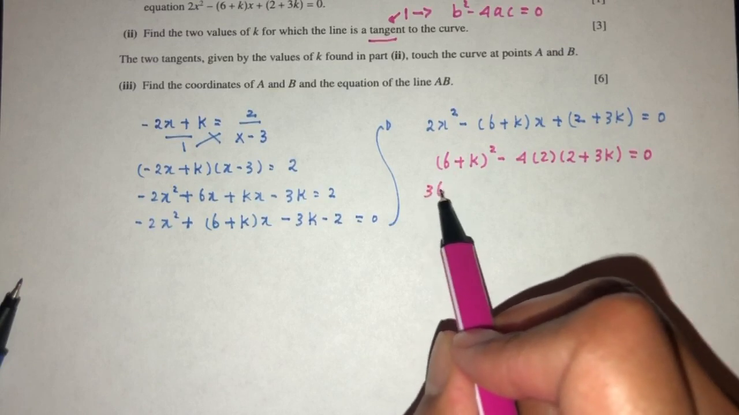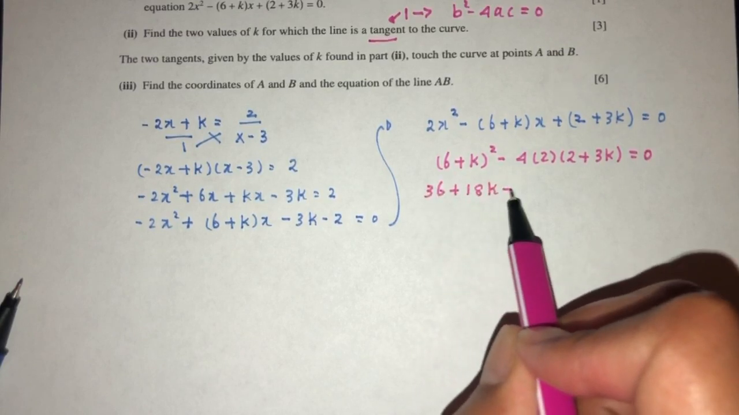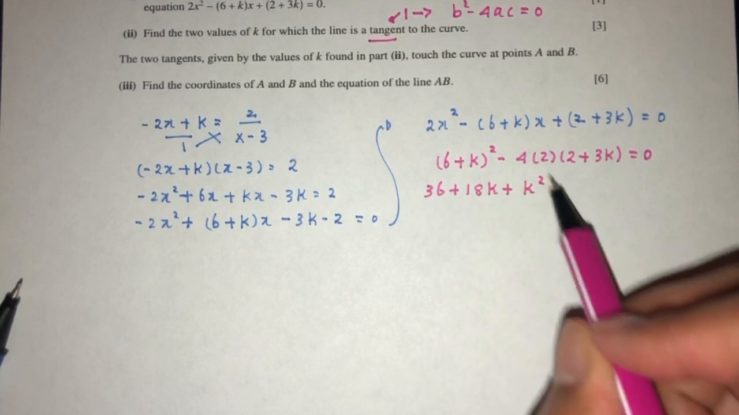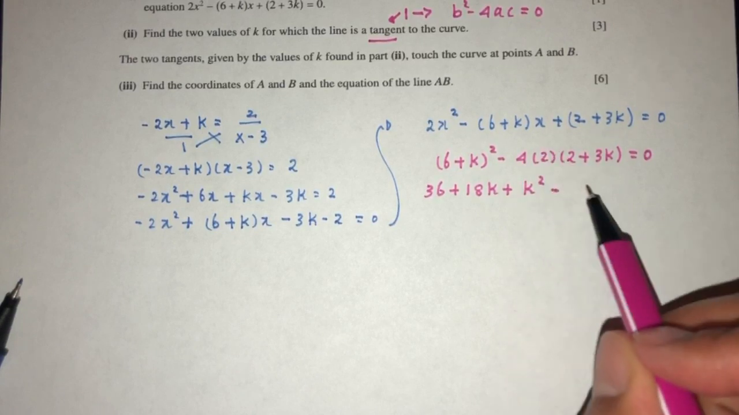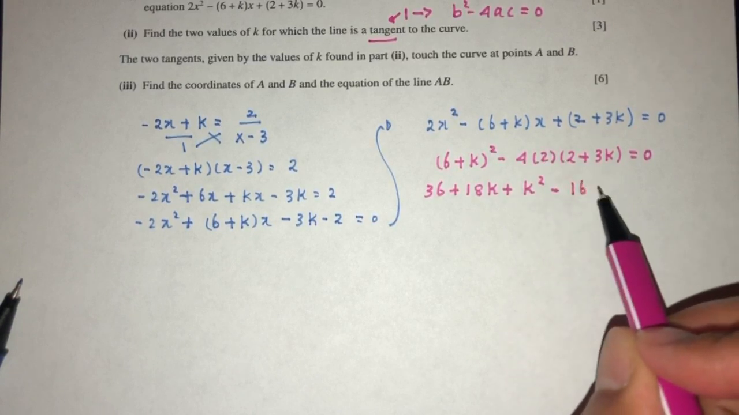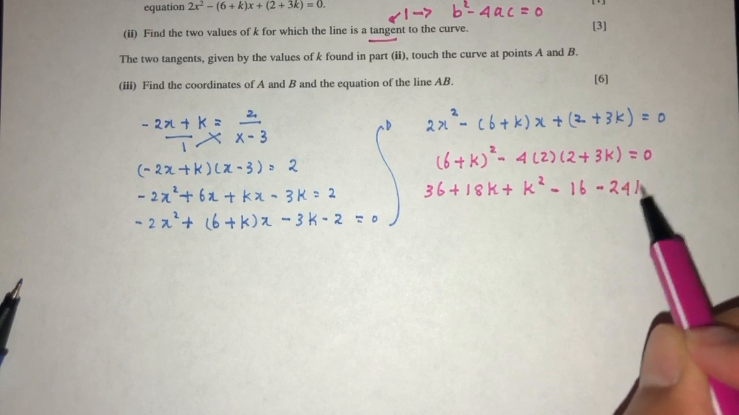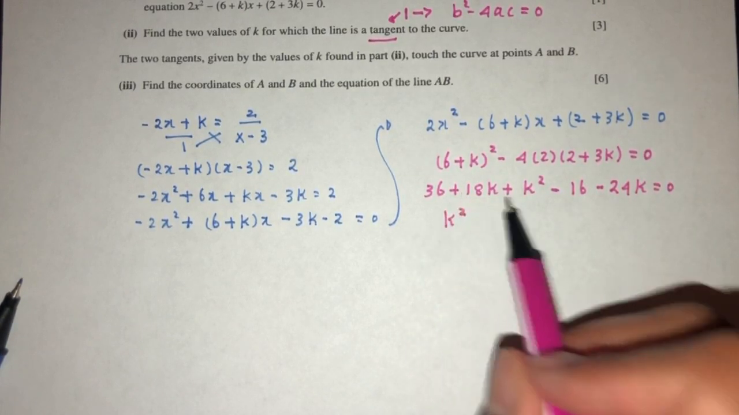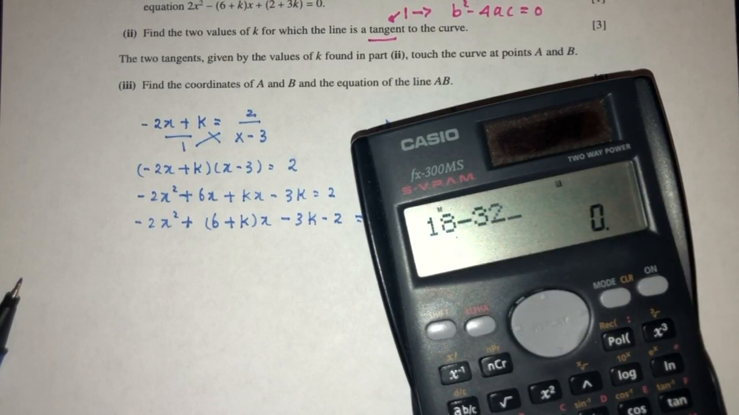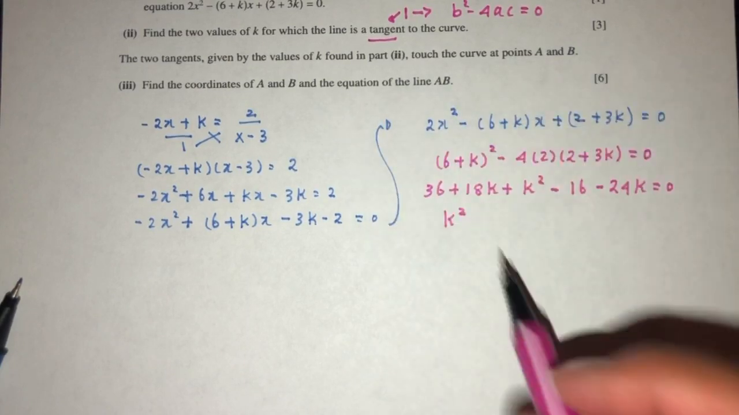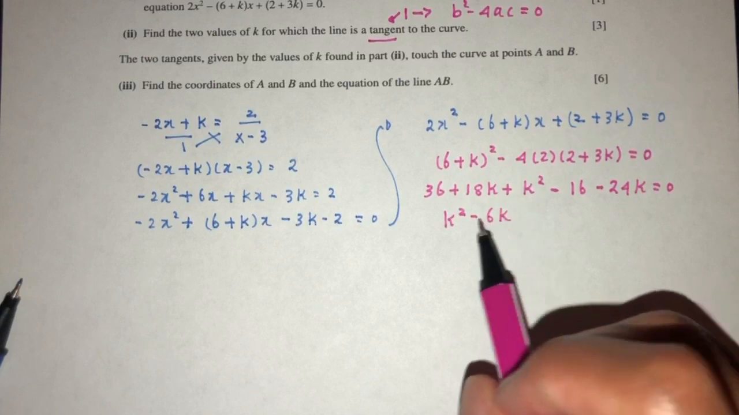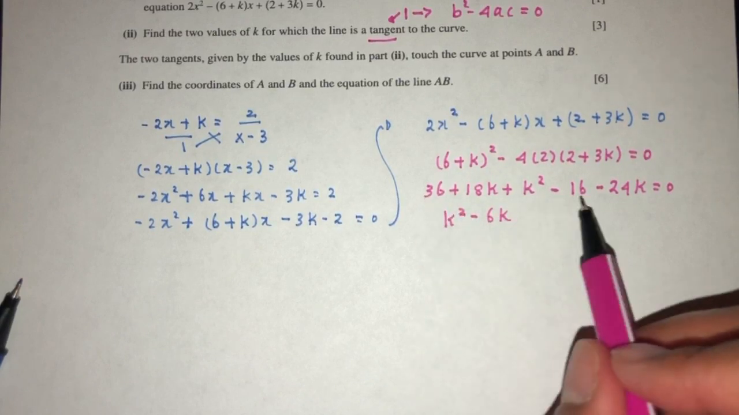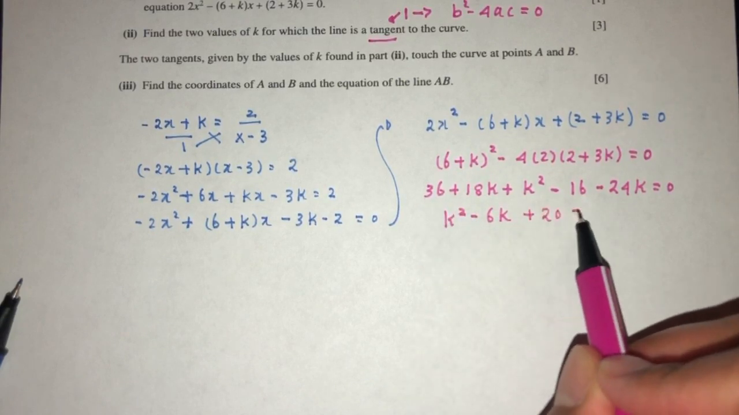That should be 36 plus 18k plus k squared minus, this is 8, so that will be minus 16 minus 24k have to be 0. Now simplify k squared, 18 minus 24, that should be minus 6k. And we have 36 minus 16, this should be plus 20.